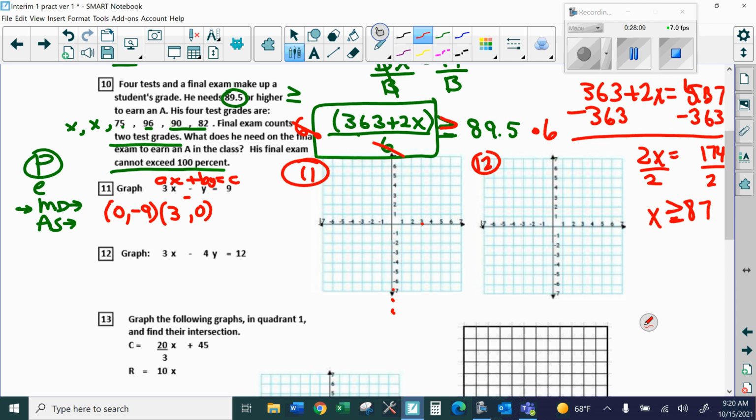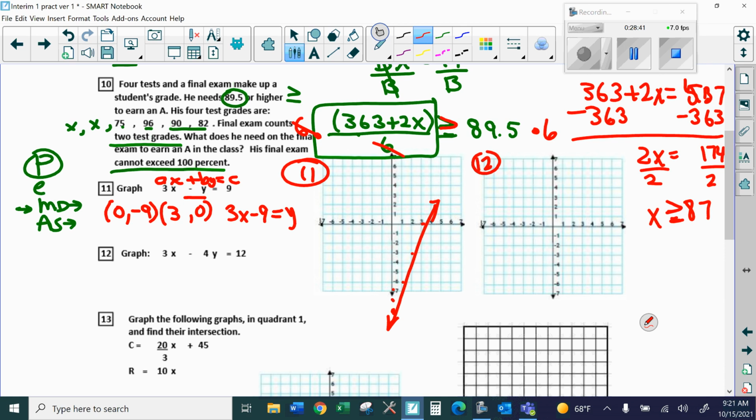I could also just solve for y, which just means add the y across to get a positive y, subtract the 9 across, and I have the equation y equals 3x minus 9. There's the minus 9 down here, up 3, right 1, up 3, right 1, up 3, right 1. And I'd have my line like that. So you can also solve for y, put it in slope-intercept form, and graph it that way. Not nicely drawn, but that would be my answer.